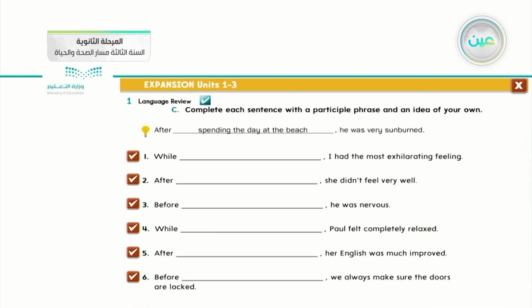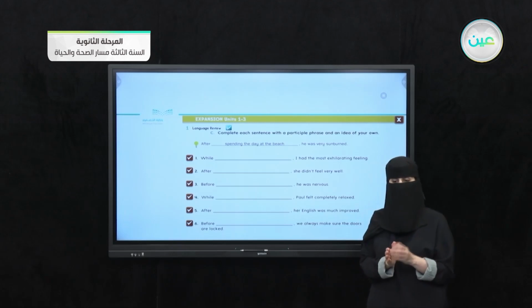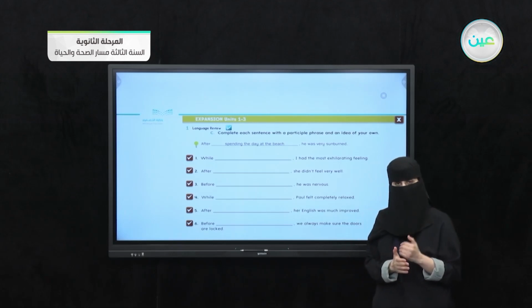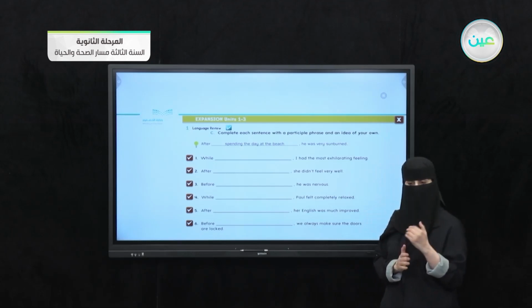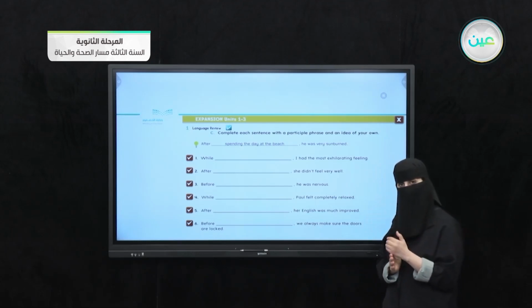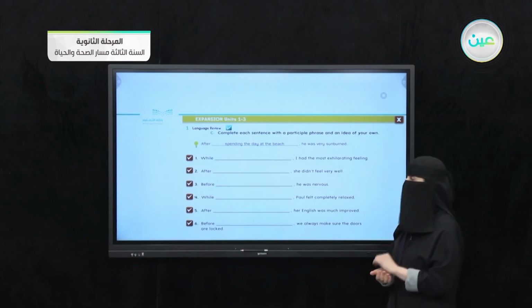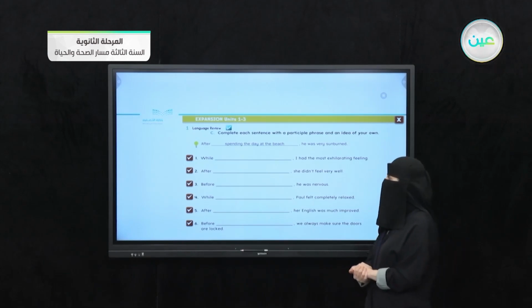Complete each sentence with a participle phrase and an idea of your own. What do they mean by participle phrase, or how can I apply it with this question? They want you to reduce the adjective clauses to make what? A noun phrase. Let's begin applying that to the question.